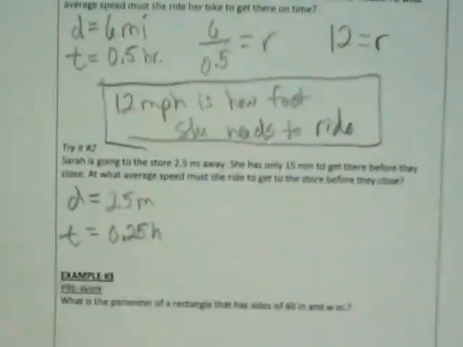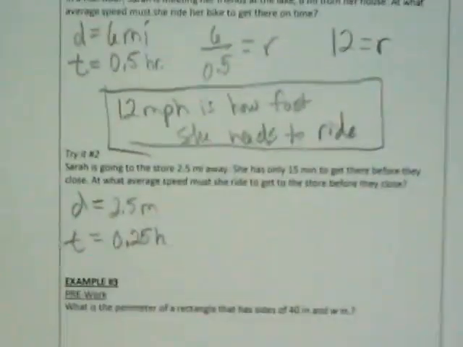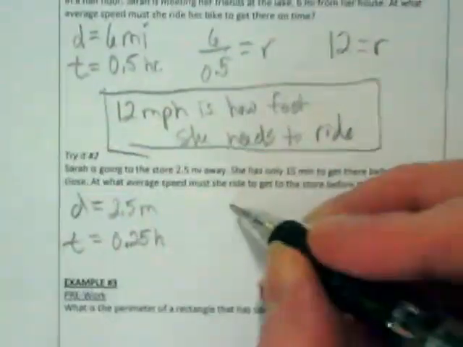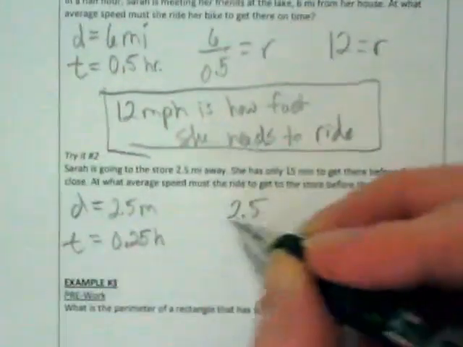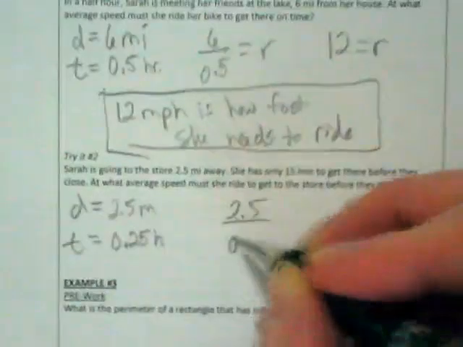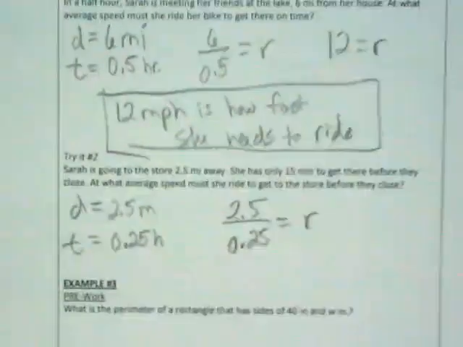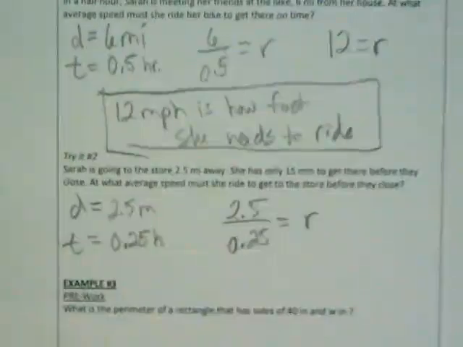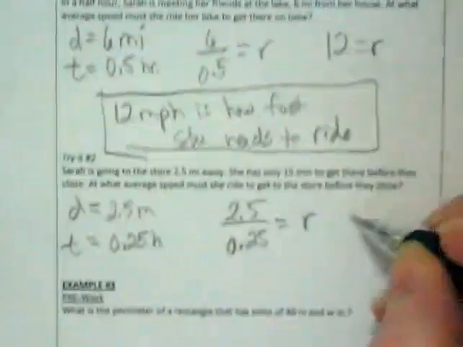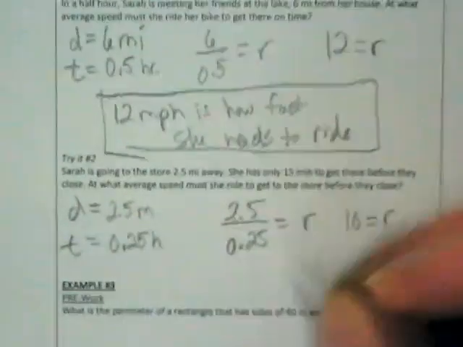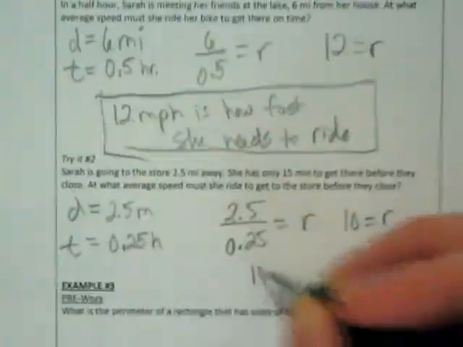Who can talk me through setting this up to find our rate? 2.5 is the distance divided by the time is going to give us our rate. What number do we get when we divide 2.5 by 0.25? 10 is equal to the rate. She needs to ride 10 miles per hour.